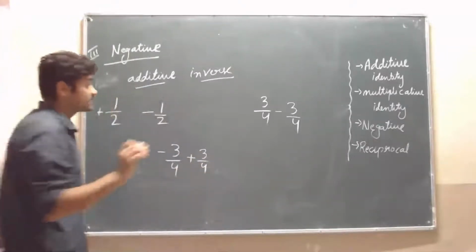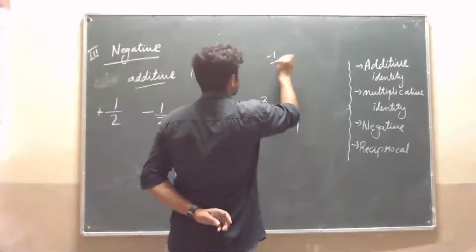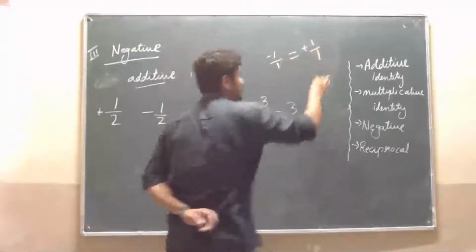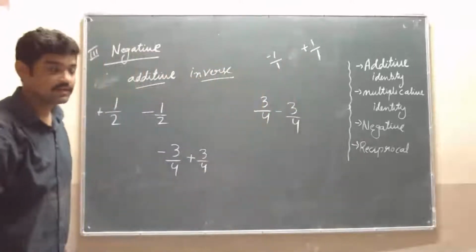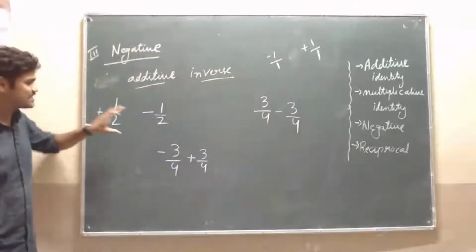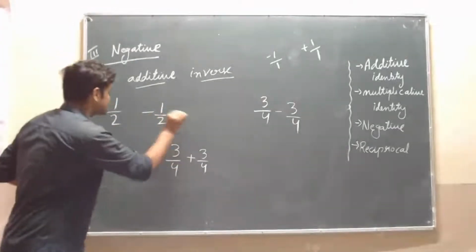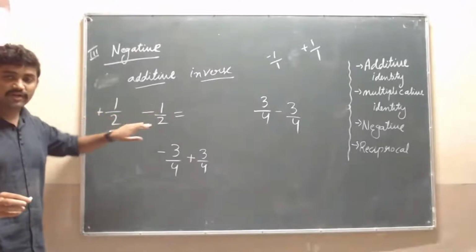Is it understood? Then what is the negative of minus 1 by 1? That is simple, that is plus 1 by 1. If the sign is plus, it changes to minus. If the sign is negative, then it changes to plus. Then see, what is the answer here? That is minus 1 by 2, sorry, plus 1 by 2 minus 1 by 2.